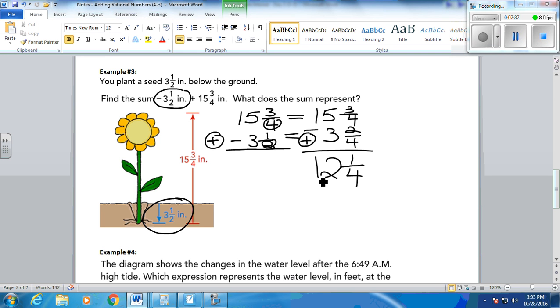And again, if you're looking at the diagram that they've given us, it really shows we don't want to include the 3 1/2. We don't want to include this part. We figured out the height of the flower above ground.